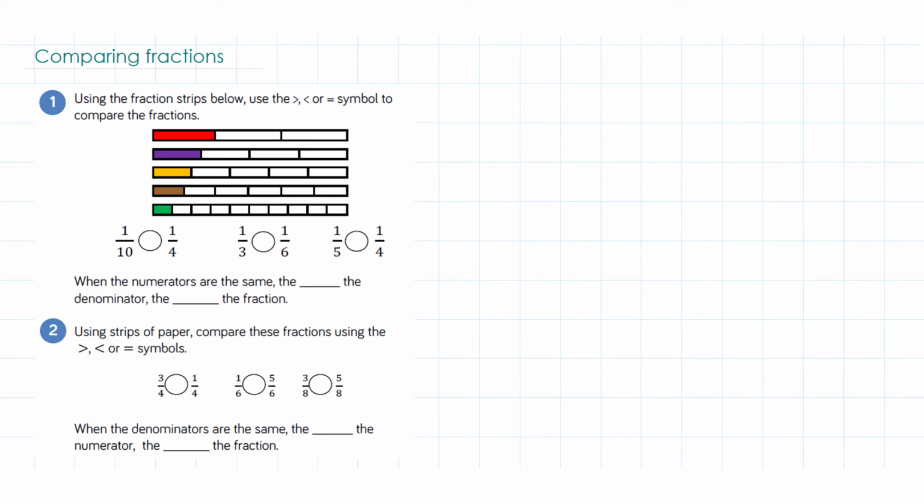Time for those independent tasks. 2 here to begin with. So you can use strips of paper or draw bar models or other representations to help you with these. And for both questions, you need to complete the rules, a little bit like we've been looking at so far.